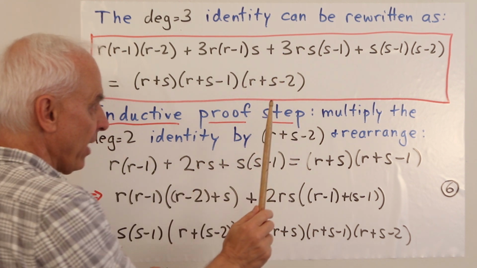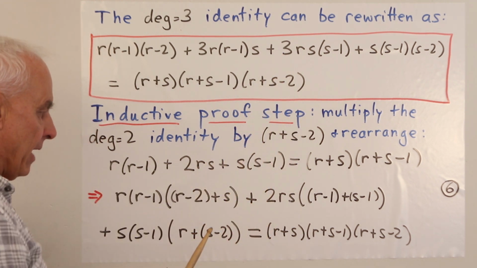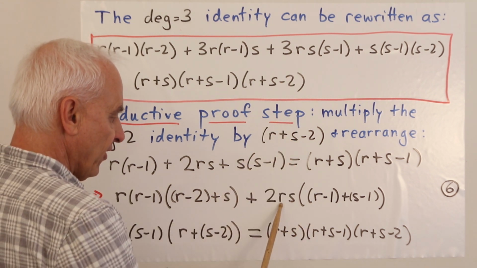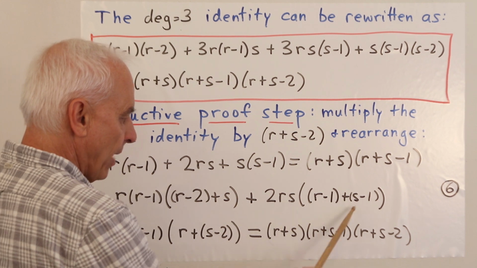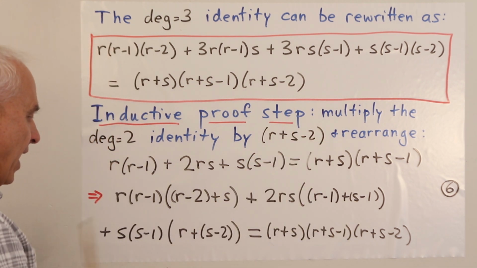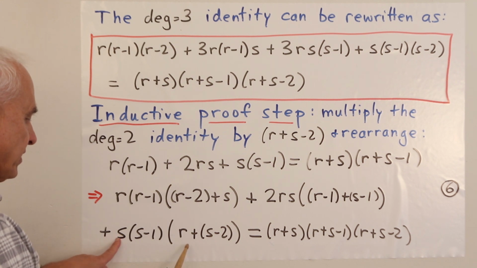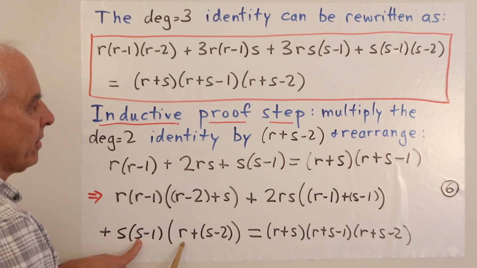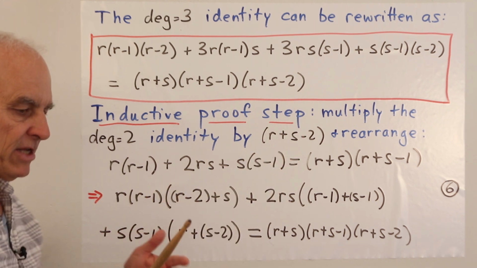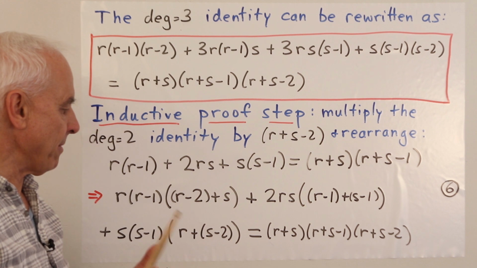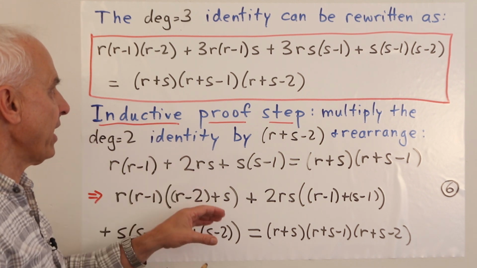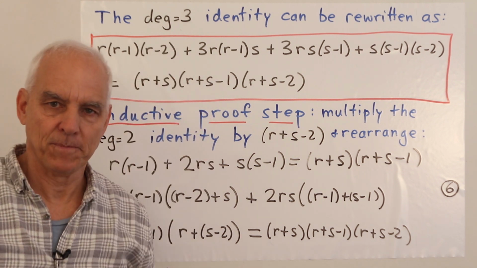Similarly, this 3rs times s minus 1 has 1 r and 2 s terms. So if we take this r and look at the s times the s minus 1, that's going to give two of these three things. And the other one is coming from here, s times s minus 1 times r. So a total of three of them. So altogether, all these pieces slot together and they match up, and we're able to deduce the cubic identity from the quadratic one.